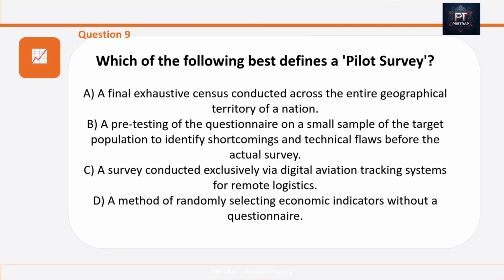Question number 9 is, which of the following best defines a pilot survey? Option A, a final exhaustive census conducted across the entire geographical territory of a nation. Option B, a pre-testing of the questionnaire on a small sample of the target population to identify shortcomings and technical flaws before the actual survey. Option C, a survey conducted exclusively via digital aviation tracking systems for remote logistics. Option D, a method of randomly selecting economic indicators without a questionnaire.